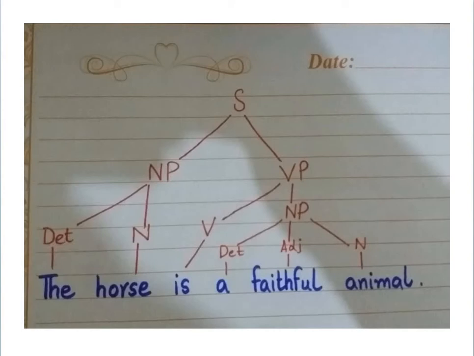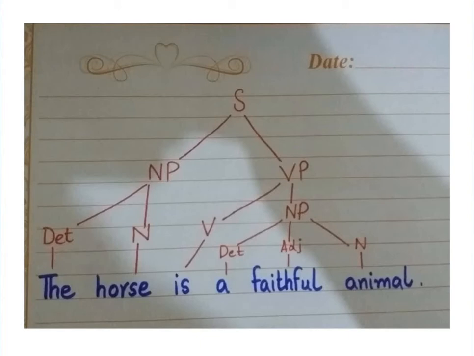Then look at the verb phrase, how the verb phrase is structured. "Is a faithful animal", this whole is a verb phrase. Now see what category "is" is. It's a verb. Then again, "a faithful animal" is a complete noun phrase. So we see that a verb phrase consists of a verb and again a noun phrase. So again, how is that noun phrase made? It's made of a determiner, "faithful" is an adjective, and then "animal" is a noun.